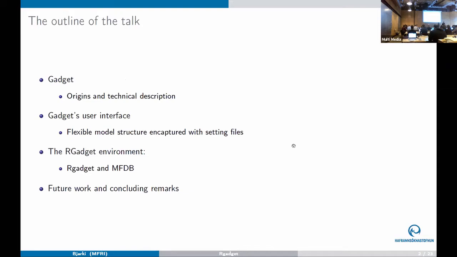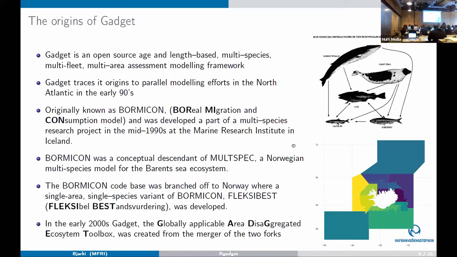In this talk, I was going to tell you a little bit about Gadget, its origins, and its structure, so the rest of the talk makes sense to you. I also have some concluding remarks at the end. Now, Gadget, as you may have heard, is an open source, age and length based, multi-species, multi-fleet, multi-area assessment model framework. It's a bit of a mouthful.